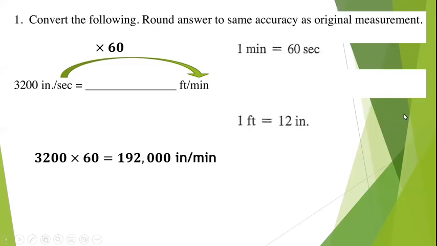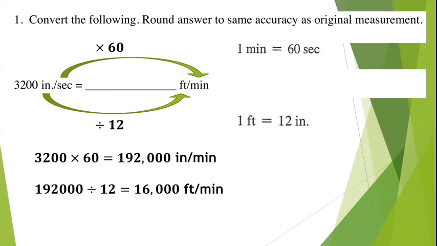So the last thing we're going to use is knowing that 1 foot contains 12 inches. So to convert our inches to feet, we're going to divide by 12. So our last step is to take that 192,000 and divide it by 12, which gives us our final answer of 16,000 feet per minute.